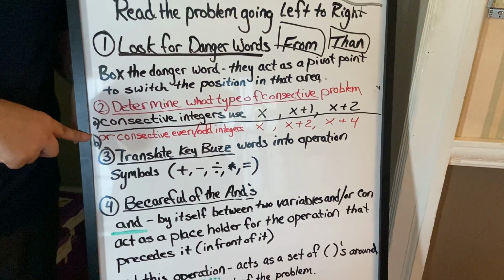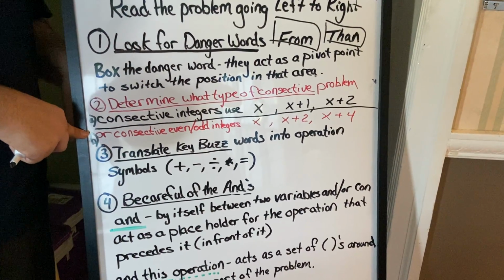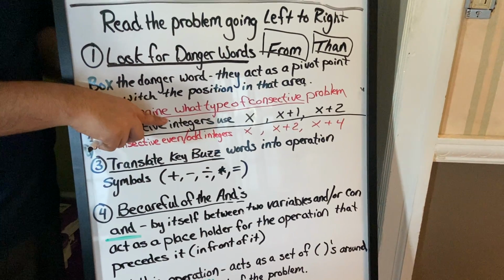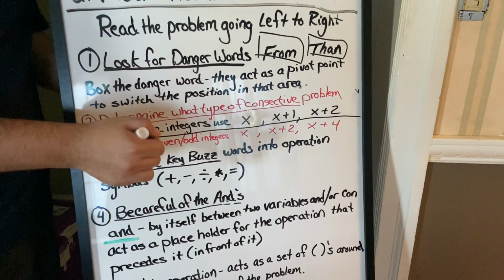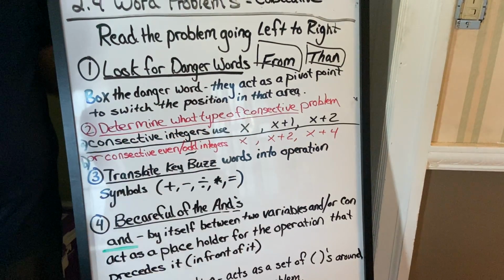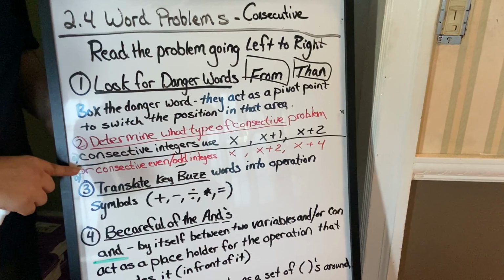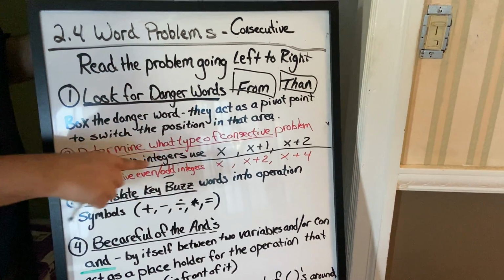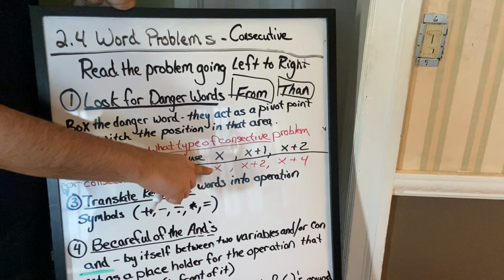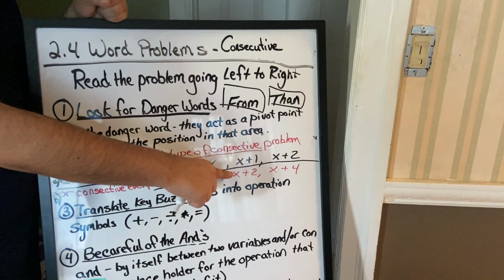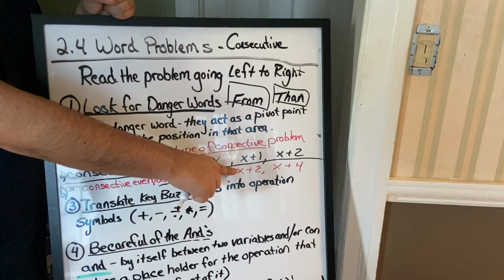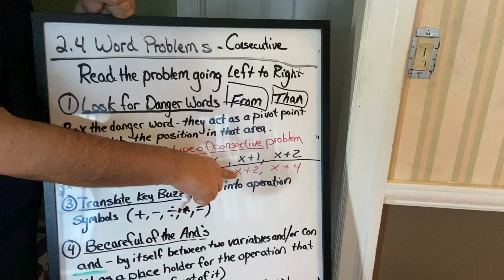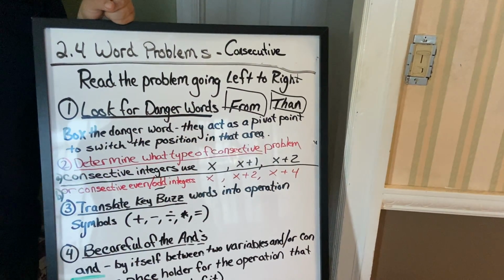Notice the problem says the sum of two consecutive odd. So it doesn't say plain consecutives, it actually gives us the word odd. Because it gives us the word odd, we have to use this line, the red line. The red line says if I need one integer, you're going to use x. If I need two, then use x and x plus 2. And if I need 3, I'm going to use x, x plus 2, and x plus 4.